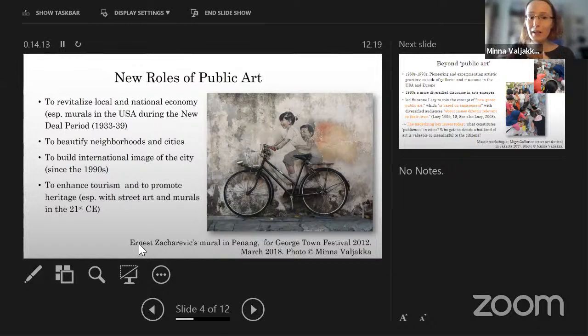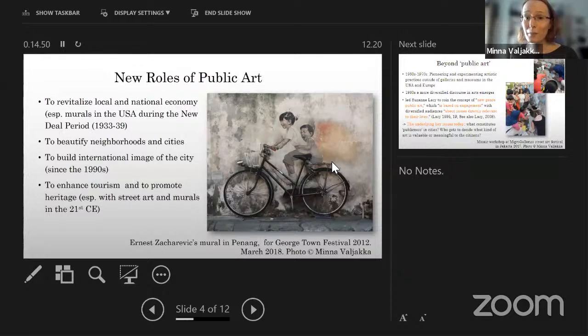So for example, in Penang, in Malaysia, Ernest Zacharevic is a quite famous street artist, and he made several different kinds of murals for this Georgetown festival in order to get people to come in and celebrate and make part of the city more beautiful. So for example, this image is a very, very famous one. He placed a real bike leaning against the wall and depicted two kids riding on the bike. So you can see the patch over here.